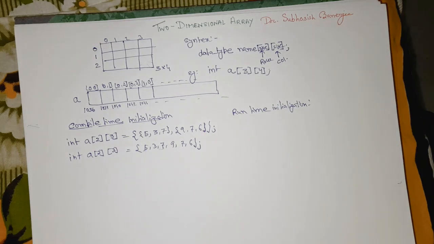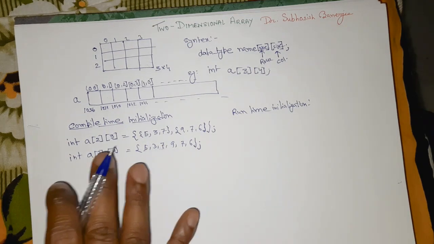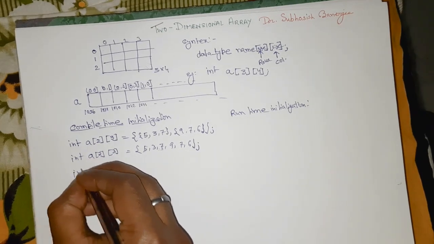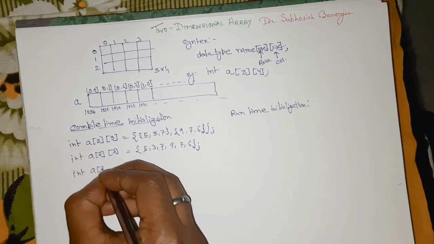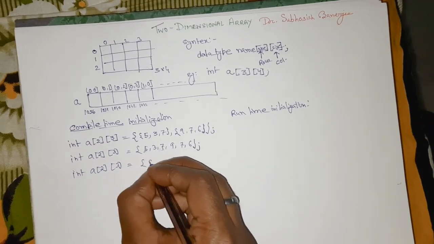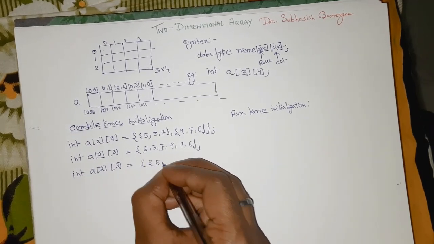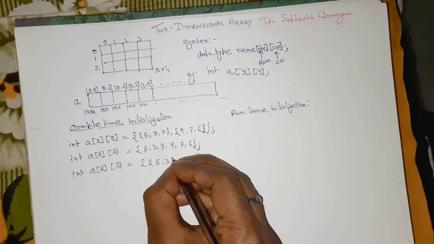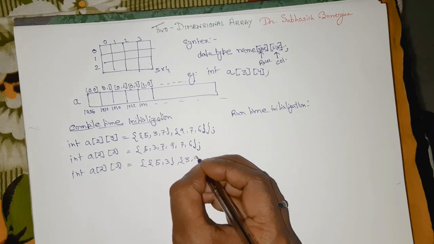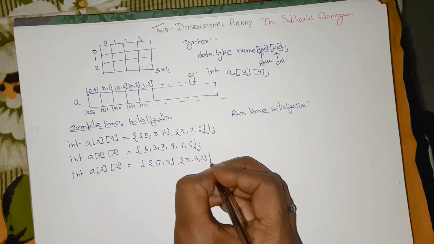As in the one-dimensional array, we have seen that the array can be initialized partially. Similarly, in the two-dimensional array, the array can also be initialized partially. Like, integer a[2][3]. If you wish, you can also initialize the elements like 5, 3 and close it. And for the second row, let's have 3, 9, 2. So it is also allowed.